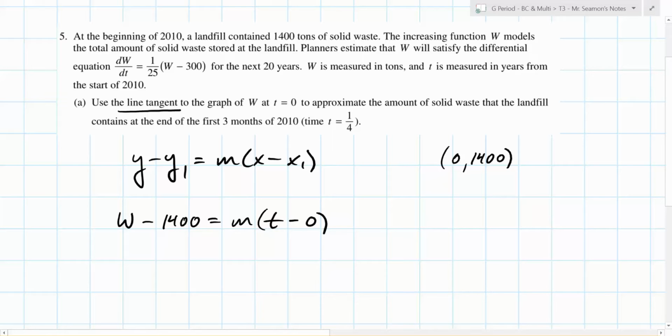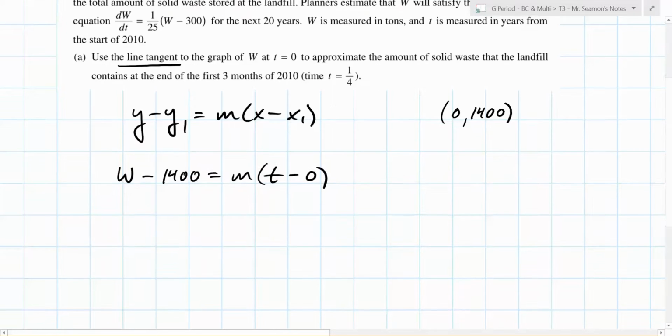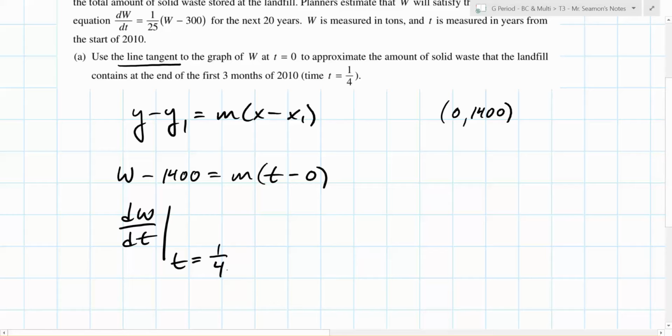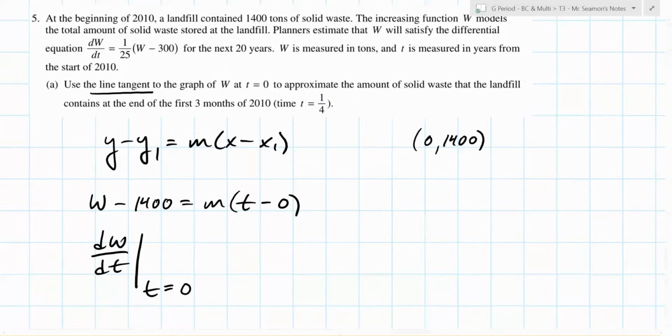So what's the only thing we need to find? M. And how do we know? We know m is dw/dt at time what? t equals 1/4, or t equals what? 0. Okay, at t equals 0. Nice. This is going to be equal to 1/25 of 1400 minus what?